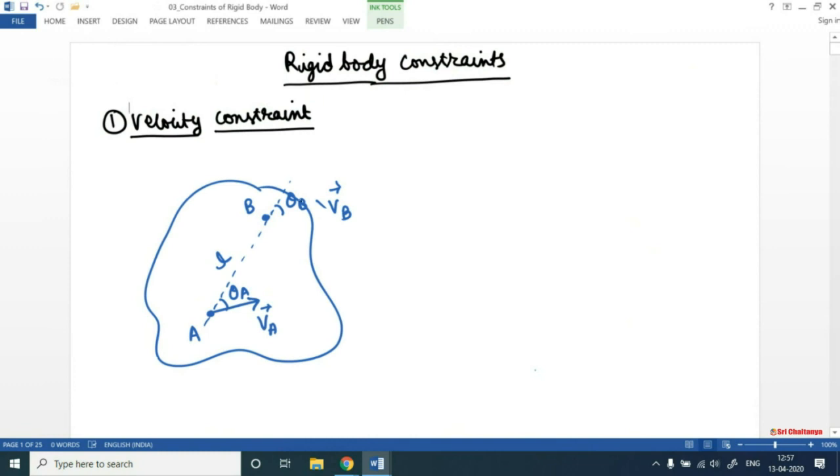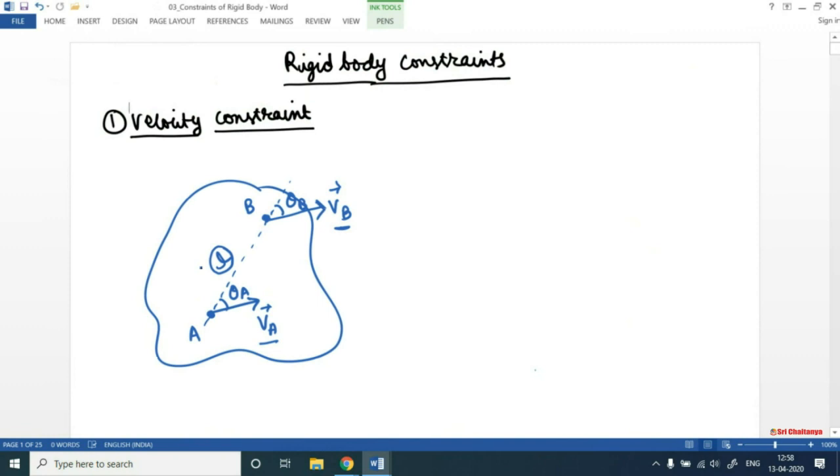So the velocity constraint is about relating VA and VB over here. Will we be able to do that? Yes, definitely. This is a rigid body. So no matter how this rigid body moves, point A will be moving and point B will be moving, but throughout this motion, the distance or separation between points A and B will not change. It is going to remain as L. So this is basically a part of the rigid body constraint.